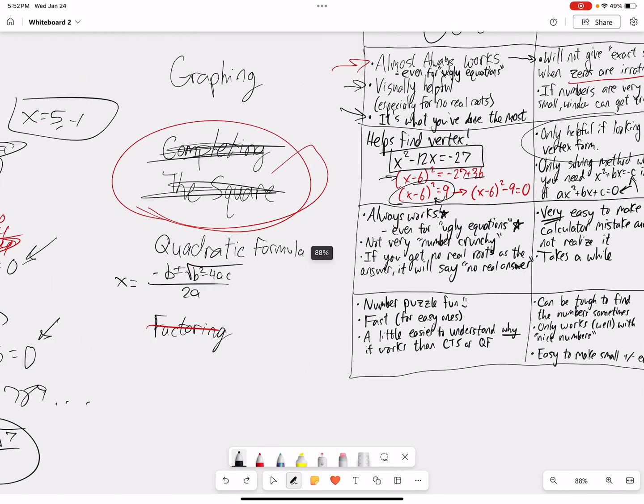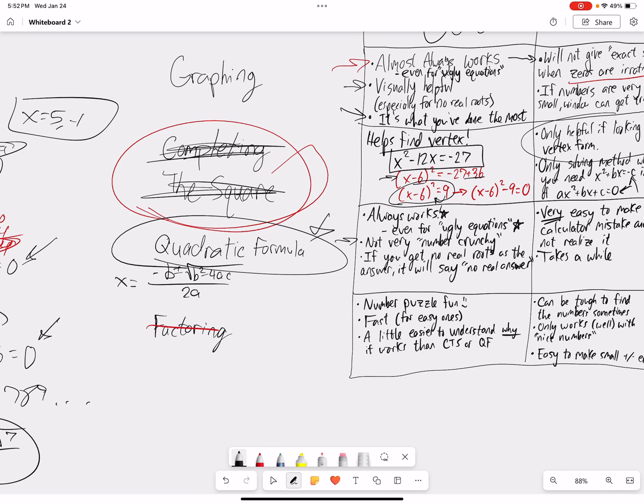Quadratic formula, this is S tier. If you could only do one way of solving a quadratic for the rest of your life, this is the move, because it always works, even with irrational numbers. This is the one you want. This is your go-to. Whatever the hardest problem is, probably do it this way.